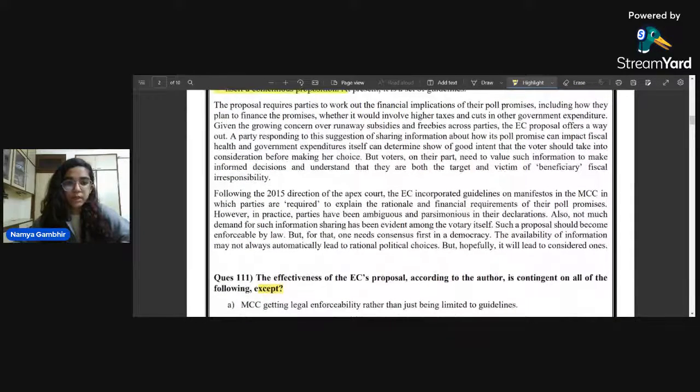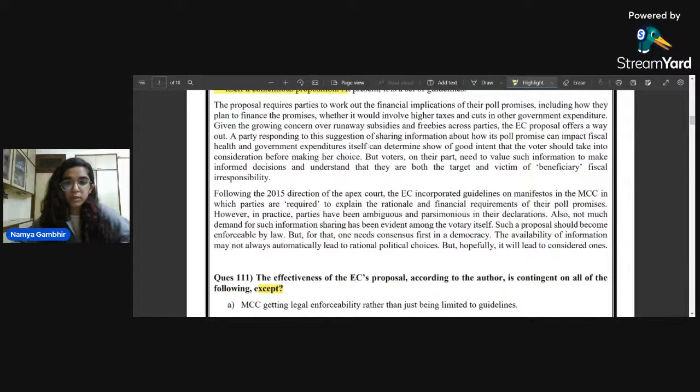Now the proposal requires parties to work out the financial implications of their poll promises, including how they plan to finance the promises, whether it would involve higher taxes and cuts in other government expenditure. Given the growing concern over runaway subsidies and freebies across parties, the EC proposal offers a way out. Now, a party responding to this suggestion of sharing information about how its poll promise can impact fiscal health and government expenditures itself can determine, show of good intent that the voter should take into consideration before making her choice.